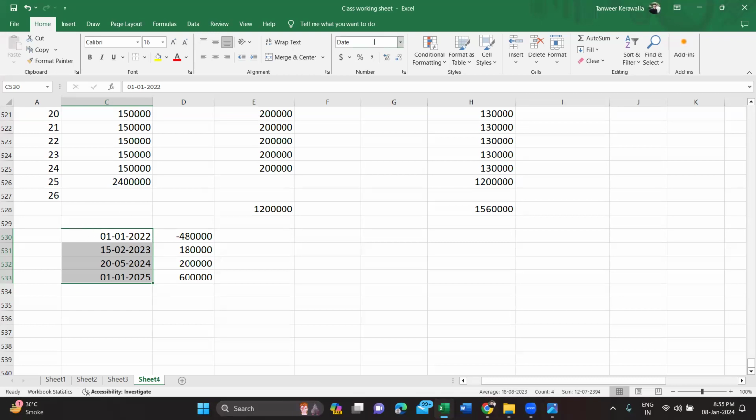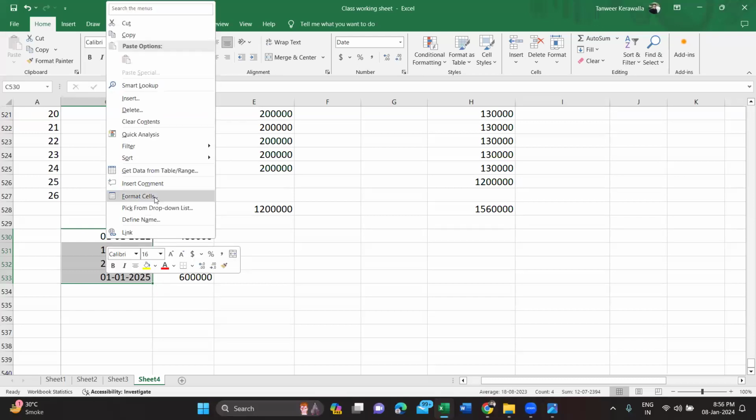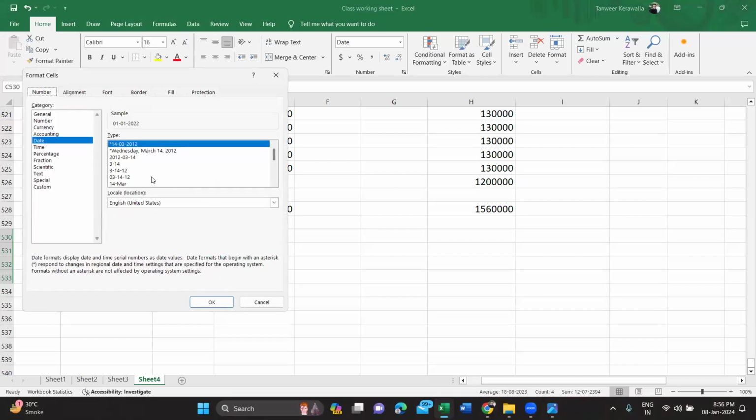Like for dates, there are many formats available in Excel. If I just go here, see, if I go to Format Cells, there are many formats of the date, right? You can see here, English, South Africa. Normally it's set in the USA type of format, that's month, date, and year. Sometimes it's set in that format also.